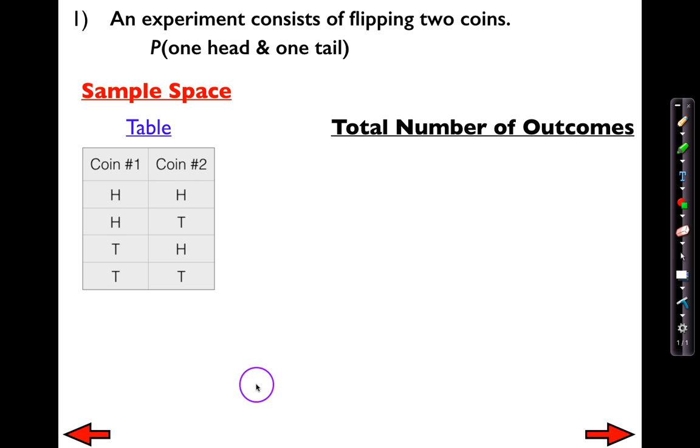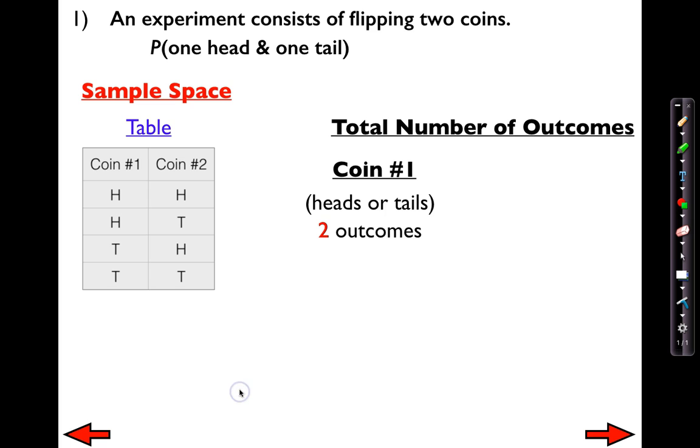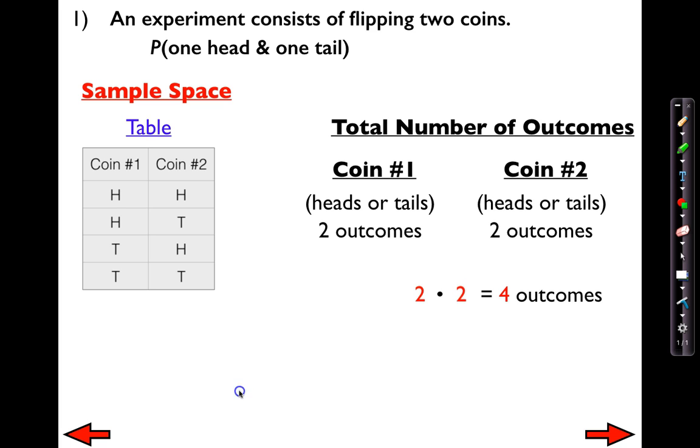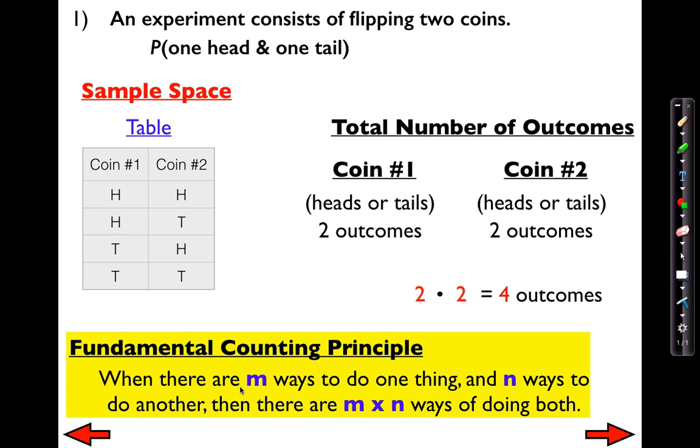Okay, so the total number of outcomes. Well, we know from the first coin there's 2. There's heads or tails. And then for coin number 2, it's also heads or tails, which is 2 outcomes. Now what you could do is do 2 times 2, which gives you 4, because there are 4 total outcomes. Doing this is applying the fundamental counting principle. When there are m ways to do one thing, in this case, 2 outcomes, and n ways to do another thing, 2 outcomes, then there are m times n ways of doing both. So 2 outcomes from coin 1, 2 outcomes from coin 2, multiply it and you get 4 total outcomes.